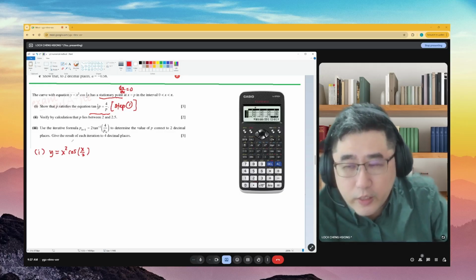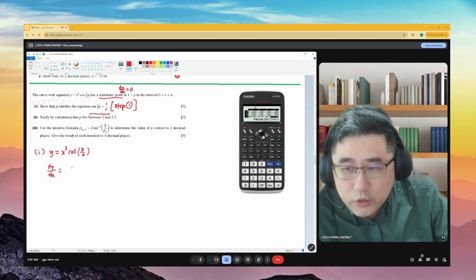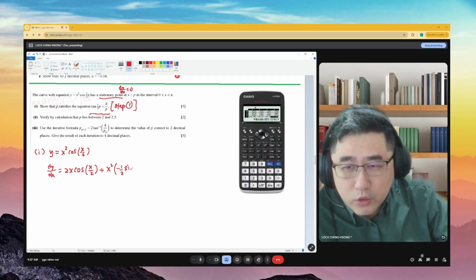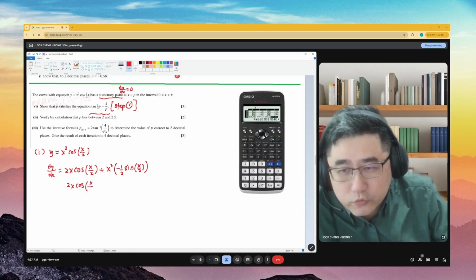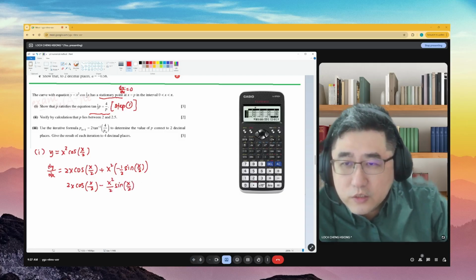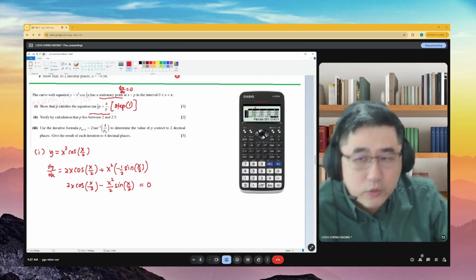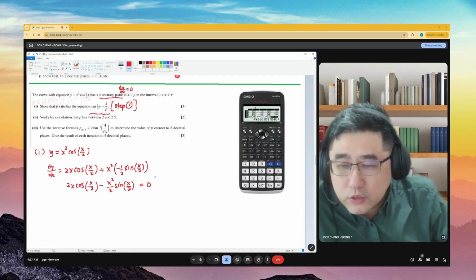I need to get dy/dx. So I'm going to apply the product rule. So dy/dx here: differentiate u, keep the v, plus keep the u, differentiate the v, 1 over 2 sine x over 2. Okay, so I have 2x cos of x over 2 minus x squared over 2 sine of x over 2. Okay, since they want a stationary point, we know that this equals 0.